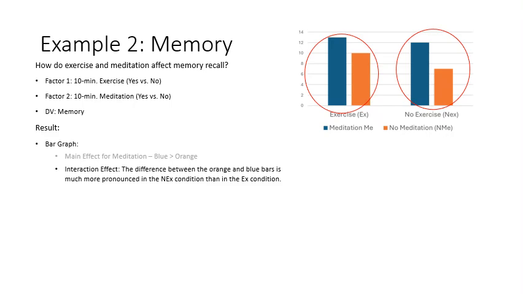However, there is no main effect for exercise. If we had a main effect for exercise, we would need both the blue and orange bar in this left-hand exercise condition to be higher than both the blue and orange bar in the no exercise condition. This isn't the case, and so we don't have a main effect for exercise here.